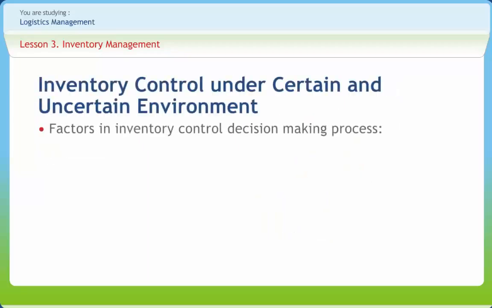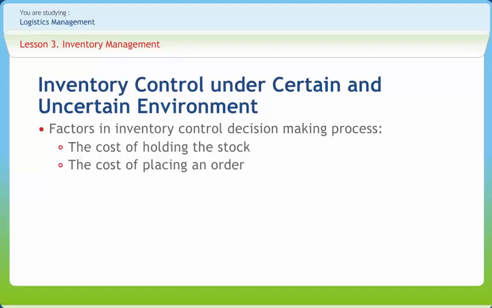The three main factors in the inventory control decision-making process are the cost of holding the stock, the cost of placing an order or the setup cost of production, and the cost of shortage, that is, what is lost if the stock is insufficient to meet all demand. The ABC classification system groups items according to annual sales volume in an attempt to identify the small number of items that will account for most of the sales volume and that are the most important ones to control for effective inventory management.